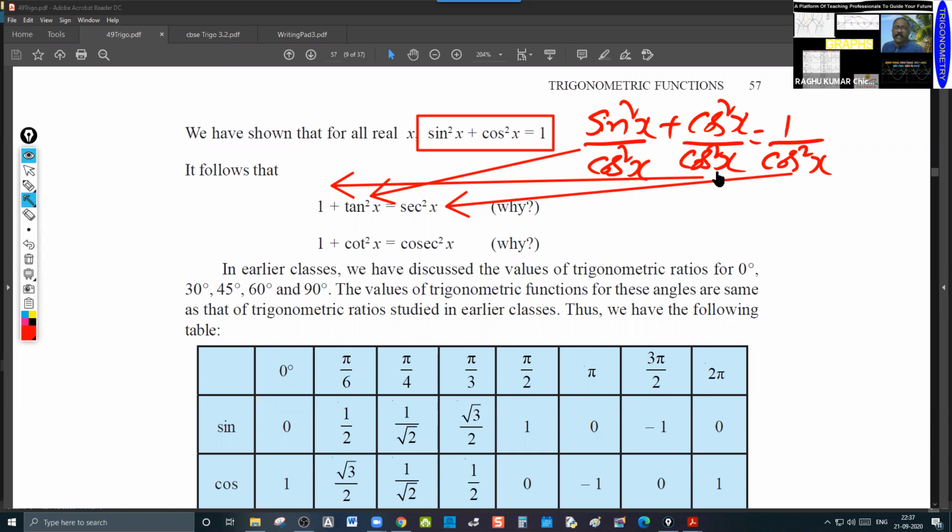Do you tell me how to get the third formula then? Divide by sin square x. That's good, Sriram. Instead of dividing with cos square x, if you divide with sin square x, you will get the third formula. What is it? 1 plus cot square x is equal to cosecant square x. So these three formulae, I think you have in your 10th class itself, isn't it?